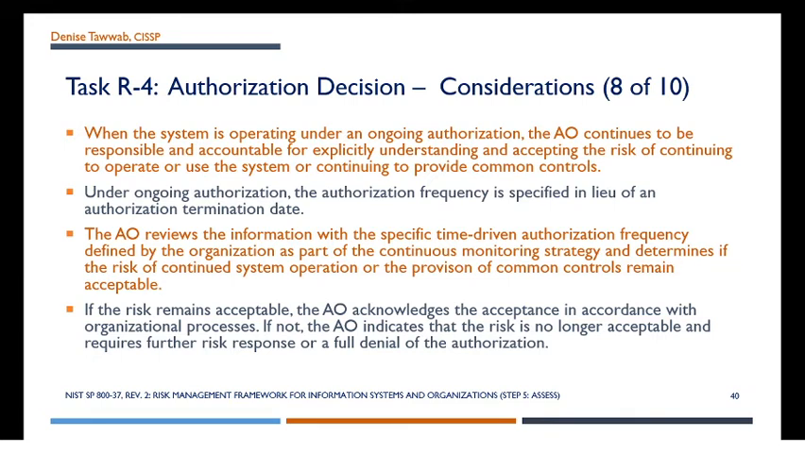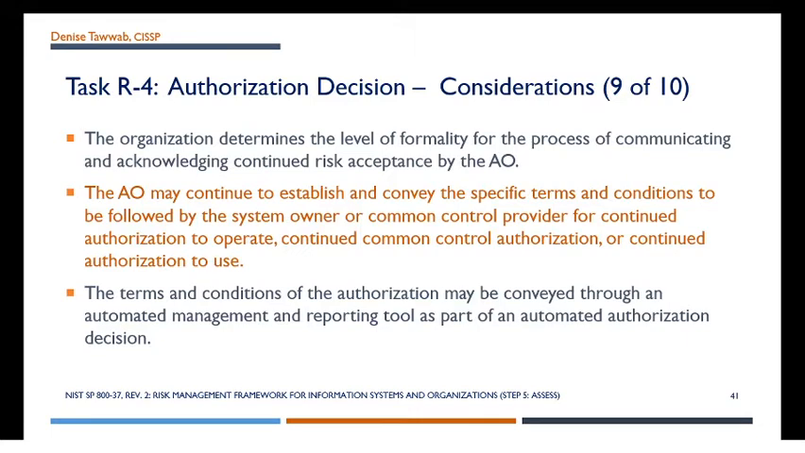If the risk remains acceptable, then the AO acknowledges the acceptance in keeping with your organizational processes. If not, the AO indicates that the risk is no longer acceptable and requires further risk response or a full denial of the authorization. The organization determines the level of formality for the process of communicating and acknowledging continued risk acceptance by the authorizing official.